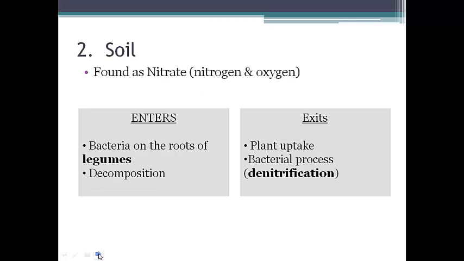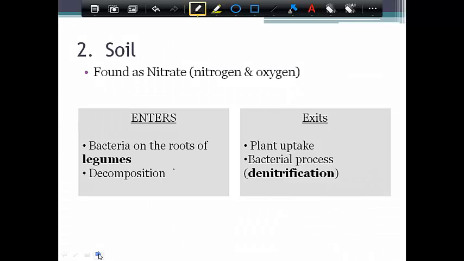Okay, another place where we find a lot of nitrogen is in the soil. Usually in the soil it is found as a compound called nitrate, which is a combination of nitrogen and oxygen together. And the way it turns into a nitrate, or how it gets into the soil, is again bacteria.